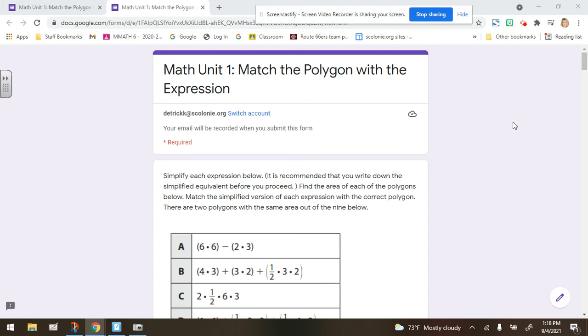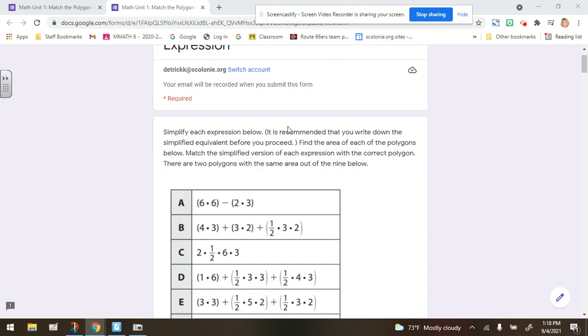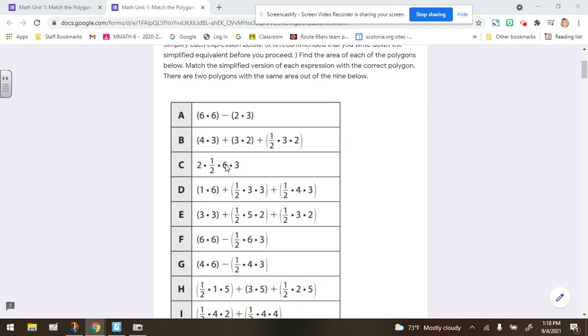We're taking a look at a very complex assignment called Match the Polygon with the Expression. So the directions say, simplify each expression below. It is recommended that you write down the simplified equivalent before you proceed. Find the area of each polygon, and you're going to figure out which polygon has an area that matches the simplified expression, basically is what we're doing.